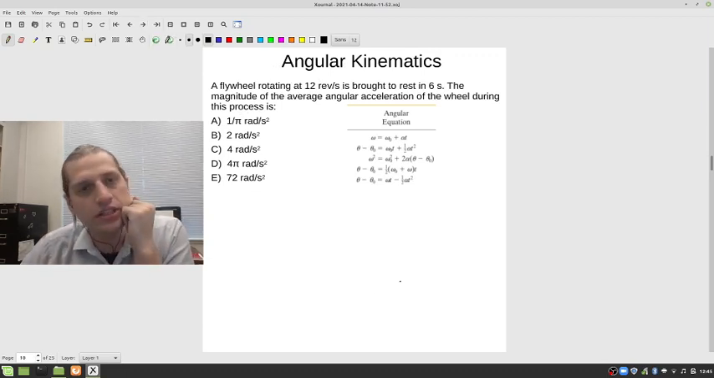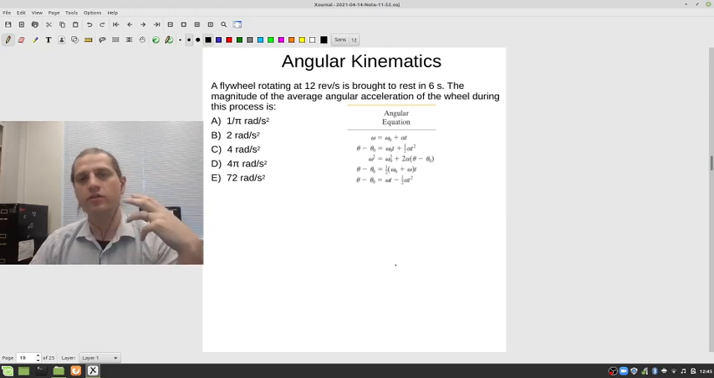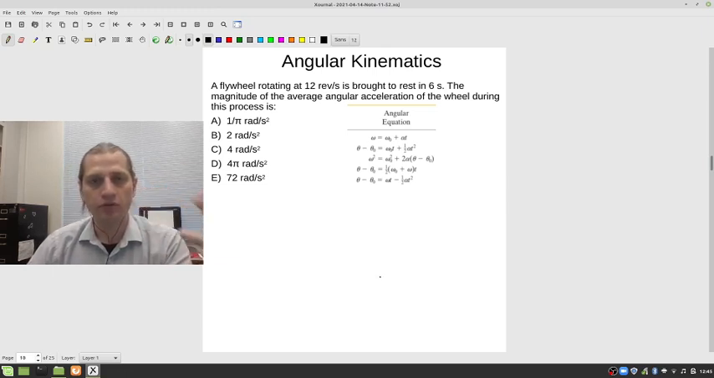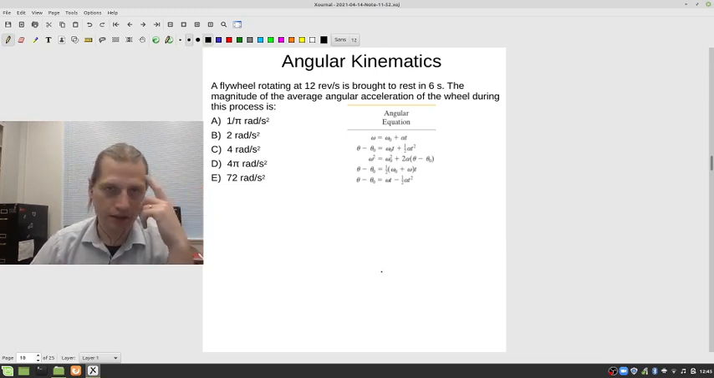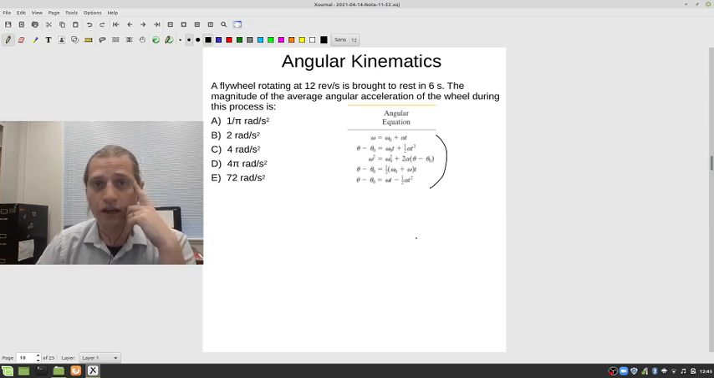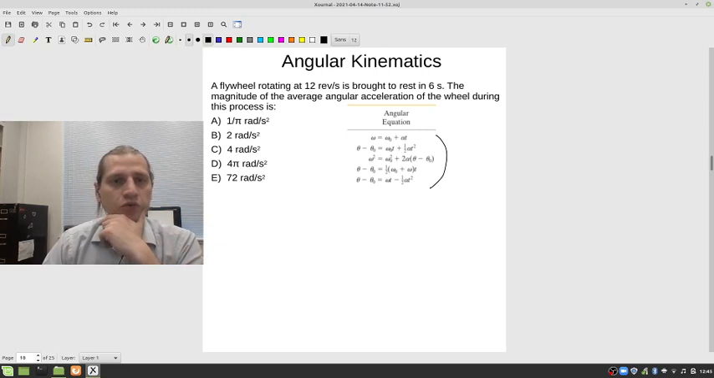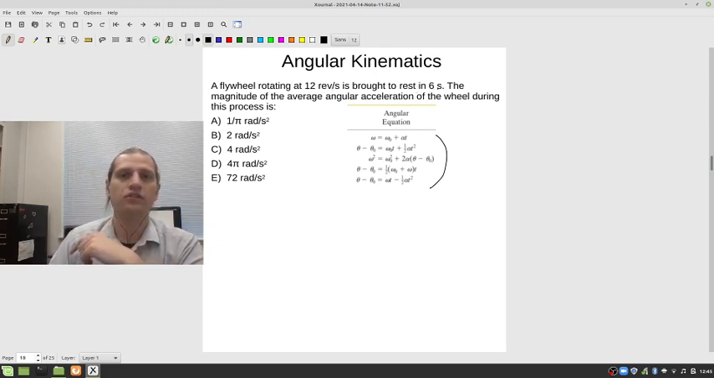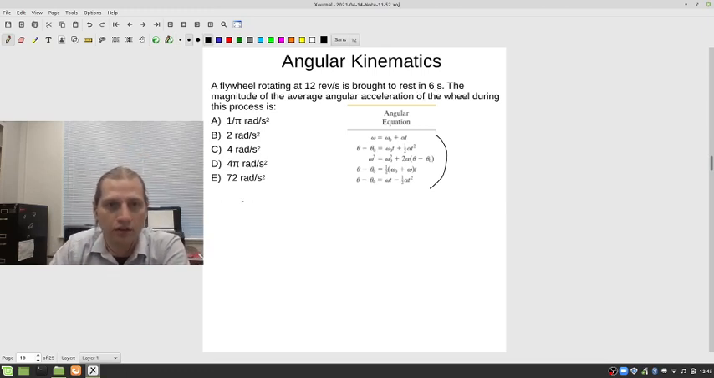Now, that was just a first step, because once we understand that type of notation, angular displacements instead of linear displacements, we can start to talk about angular kinematics. And that's just using your constant acceleration model in terms of angular coordinates. So, all right, it says a flywheel rotating at 12 revolutions per second is brought to rest in 6 seconds. Okay, so 12 revolutions per second.